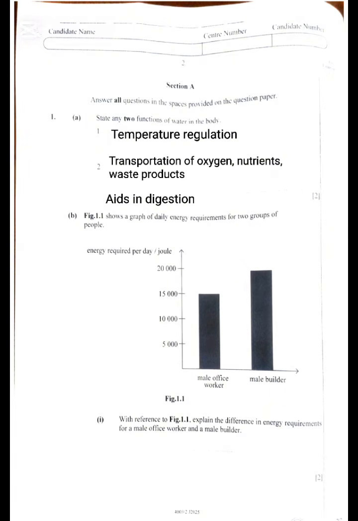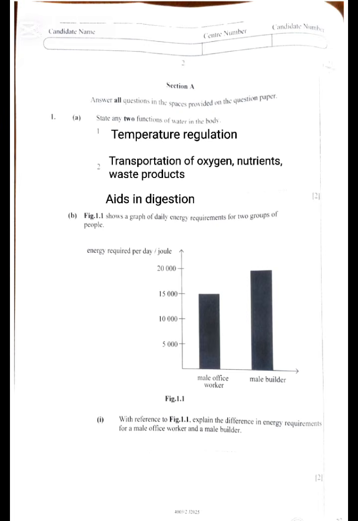Fig 1.1 shows a graph of daily energy requirements for two groups of people. So we are having the male office worker is using 15,000 joules per day and the male builder is using 20,000 joules per day. So with reference to Fig 1.1, we are required to explain the difference in energy requirements for a male office worker and a male builder.